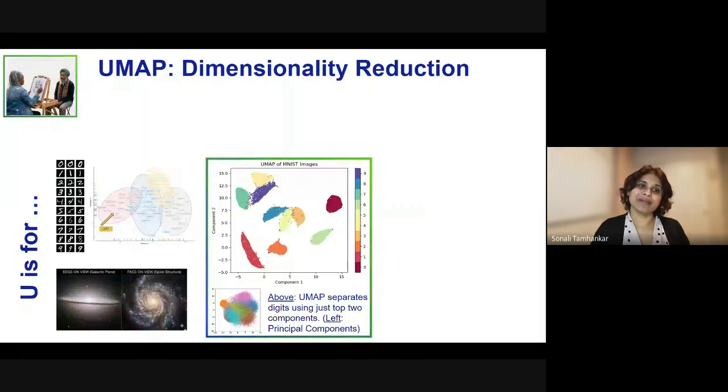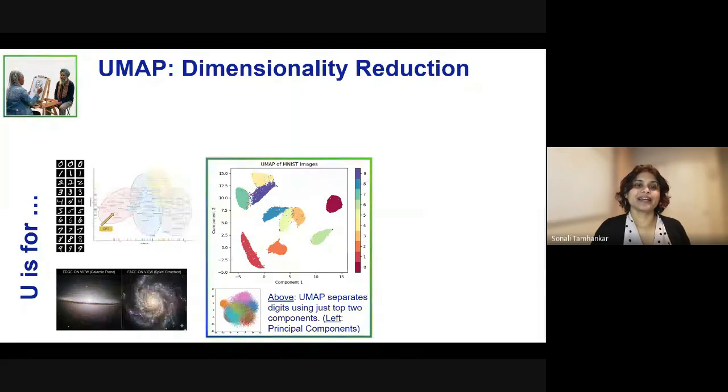So UMAP works by focusing on local neighborhoods, identifying which points are close along the data's natural shape, and then finding a low-dimensional representation that keeps those nearby points nearby. The t-SNE algorithm focuses almost entirely on local neighborhoods, while UMAP also tries to retain some broader global relationships between clusters.